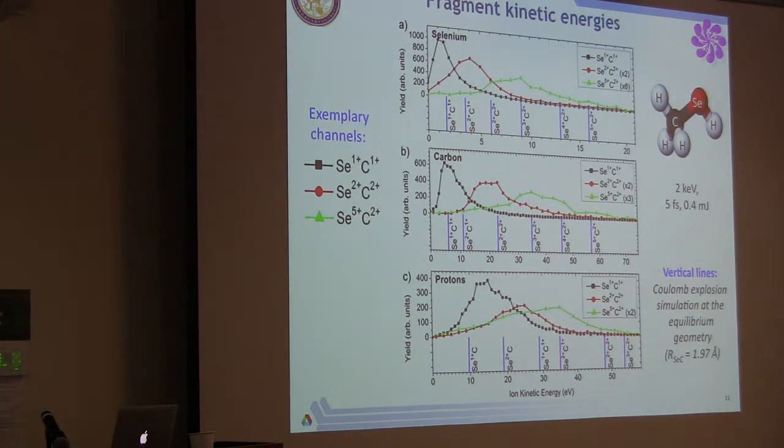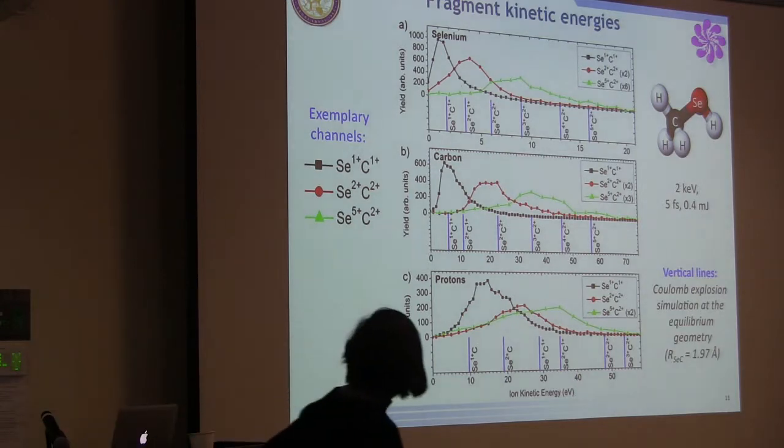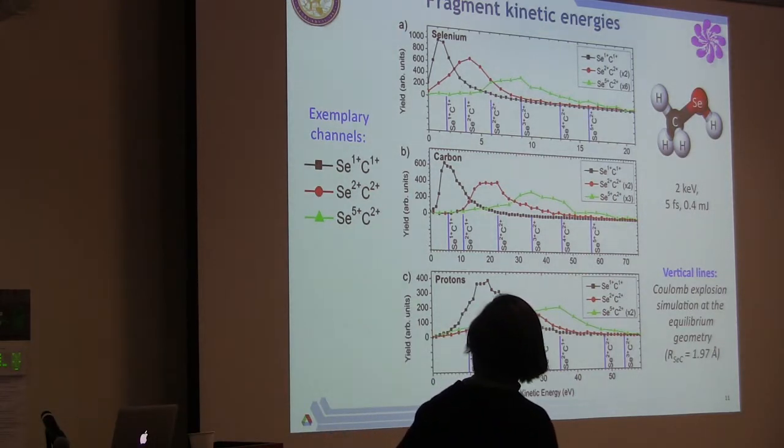Yeah, could you explain? I mean, just take the top curve. It says selenium, but then the dots are selenium, carbon, single charged, and the circles are selenium double charged, carbon double.